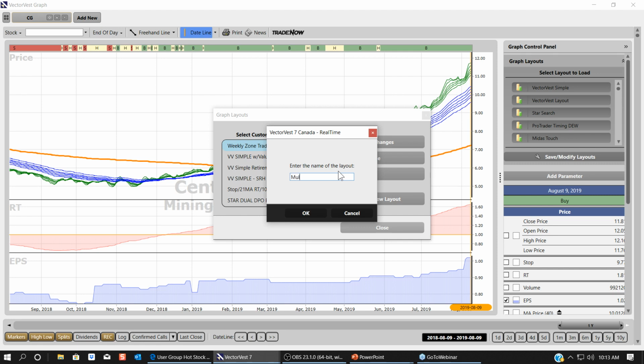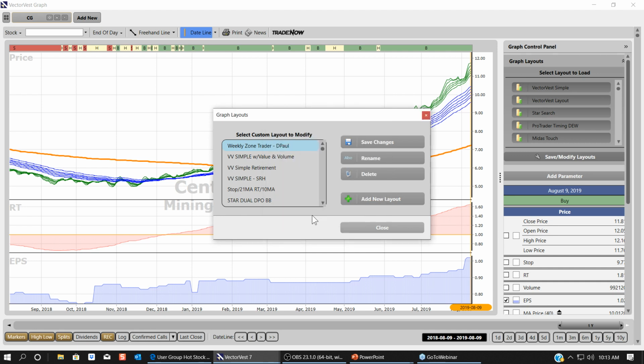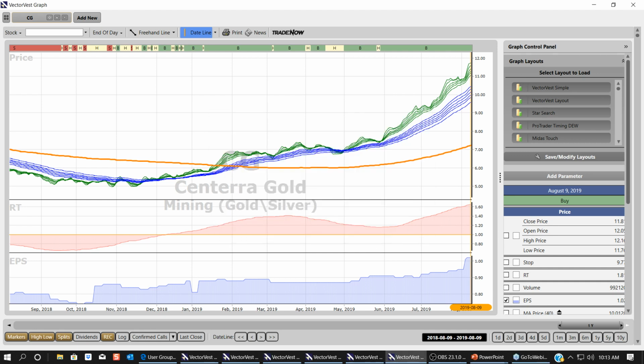So, multiple MA plus 40 RT and EPS. Okay, now you're all set. Anytime you can come to Graph Layouts and choose that, and you'll have this layout going for you.